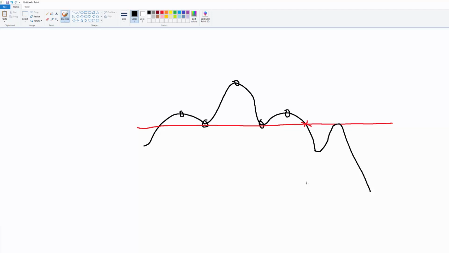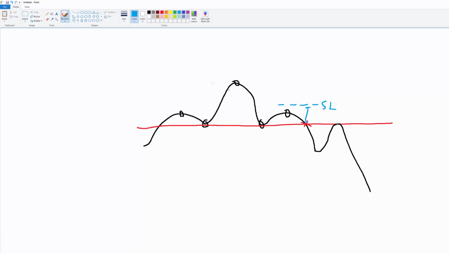So how do you enter it? Essentially it works like this. Let's go with a light blue this time. Once the neckline is broken around about here, then you enter the trade. And you want to set your stop loss just above the top of the right shoulder. So here you have the stop loss.